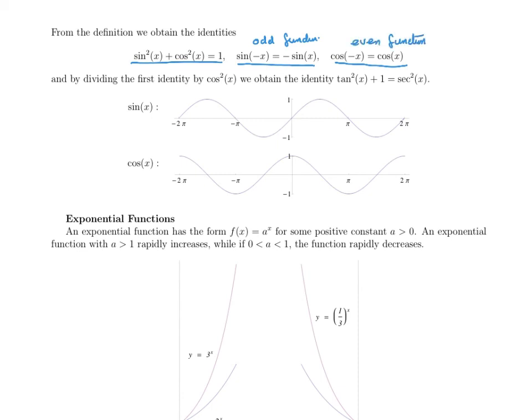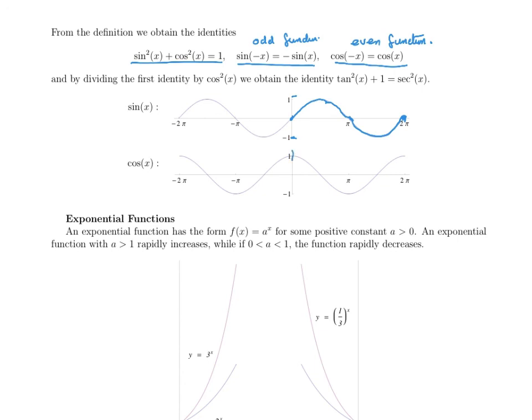So as you might expect, there's going to be some symmetry in the graphs of these functions. This gives you the graph of sine of x. You can see it oscillates between minus 1 and 1. On the interval from 0 to 2 pi, it completes a full wave. That wave is repeated on every subsequent interval of length 2 pi.